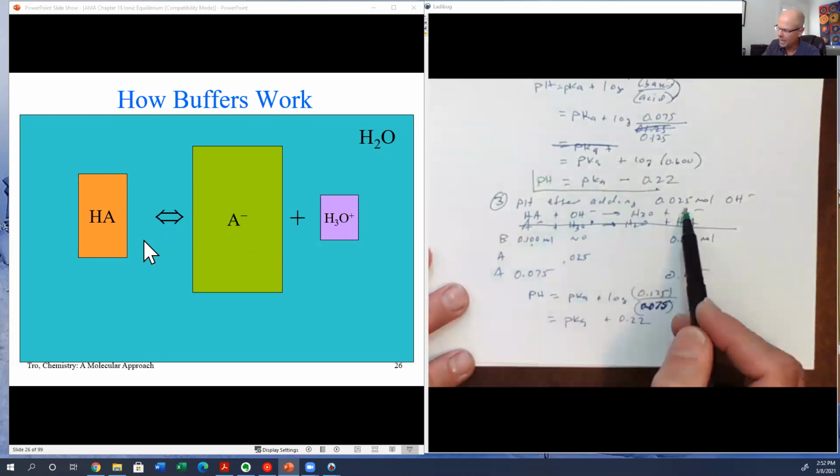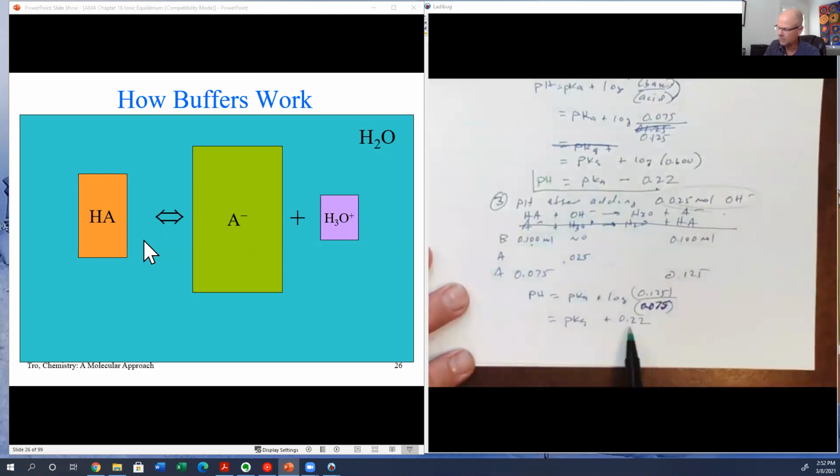Similarly, when I added base to my buffer, what happened to the pH? It goes up, by a little bit, just like you'd expect. So think about this as you're working through these problems. If you add acid to a buffer, you expect the pH to go down a little bit. If you add base, you expect the pH to go up a little bit, okay?